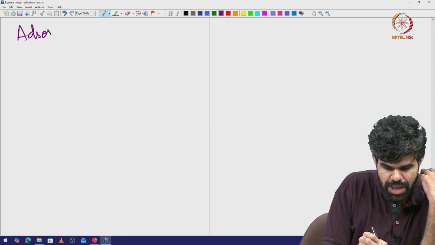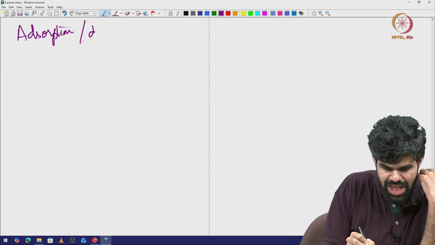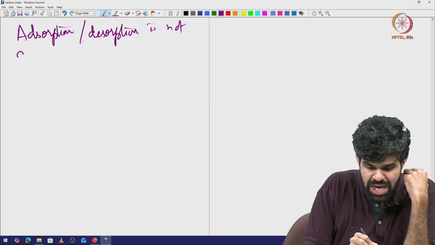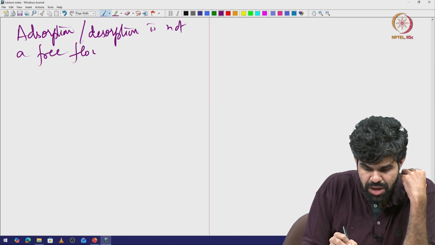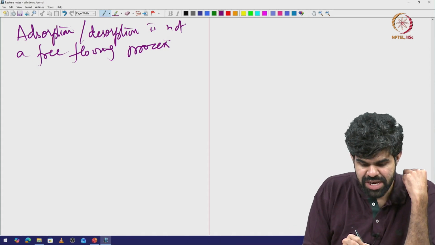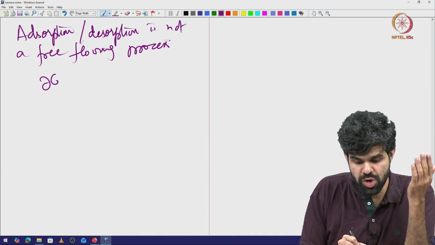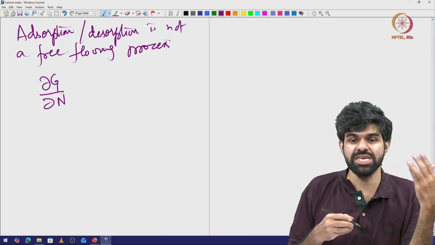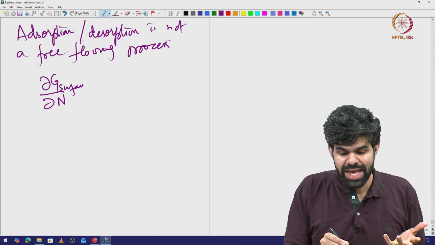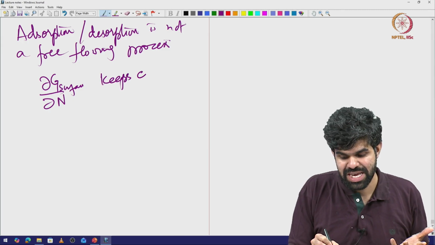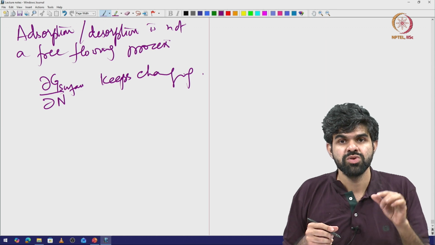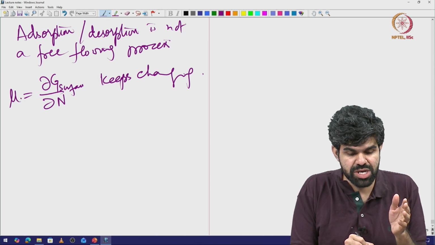Adsorption desorption is not a free flowing process, in the sense that every time I have to add dou g by dou n. So the g, this is the g of the surface. So dou g by dou n keeps changing. If I adsorb, dou g by dou n is nothing but the chemical potential of the surface.